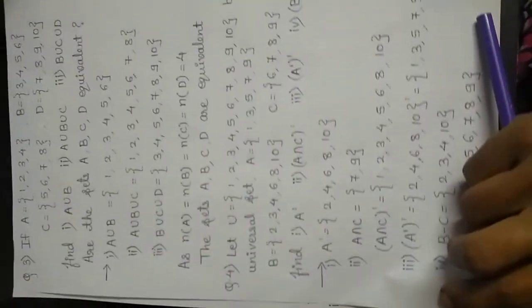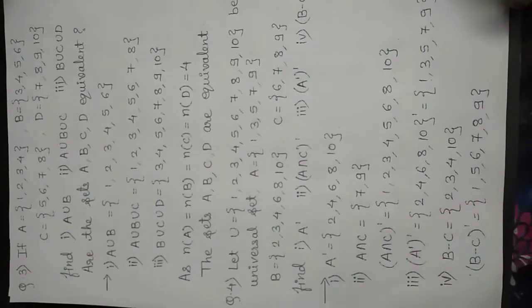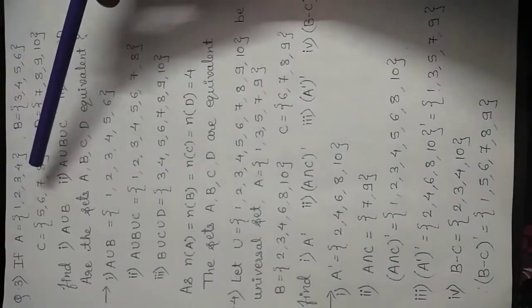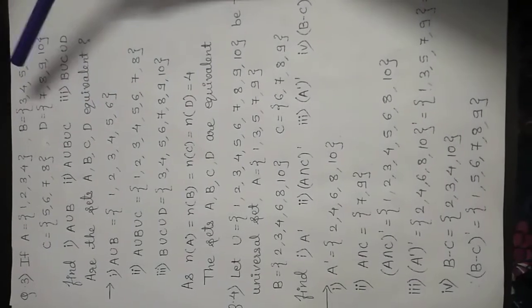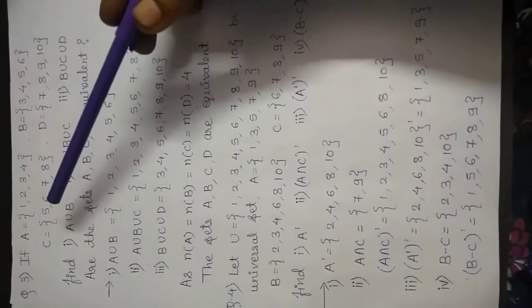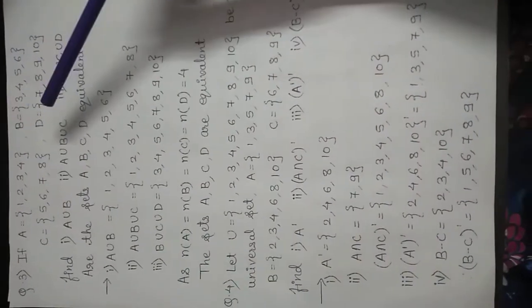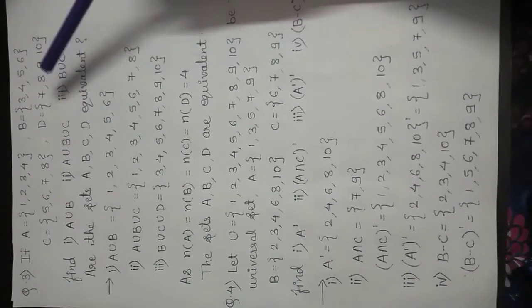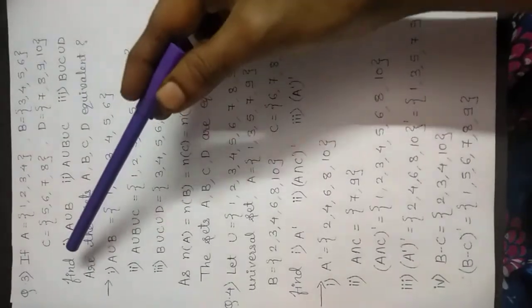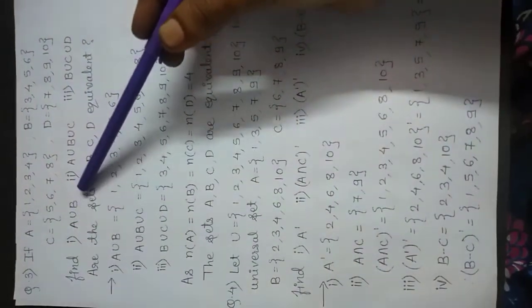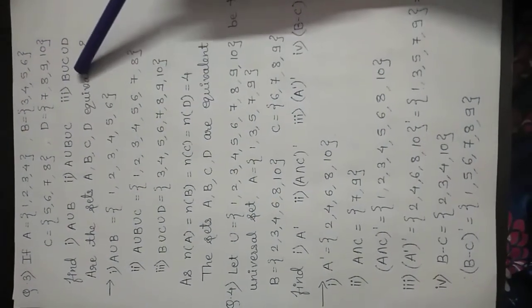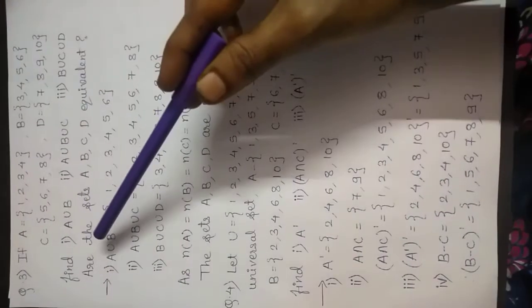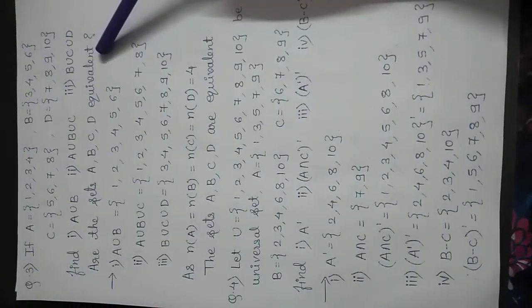Now question number 3. If A is equal to the set containing elements 1, 2, 3, 4. B is equal to the set containing elements 3, 4, 5, 6. C is the set containing elements 5, 6, 7, 8. And D is the set containing elements 7, 8, 9, 10. Here we require to find first A union B, then second A union B union C, then third B union C union D. And one question is asked, that is, are the sets A, B, C, D equivalent?